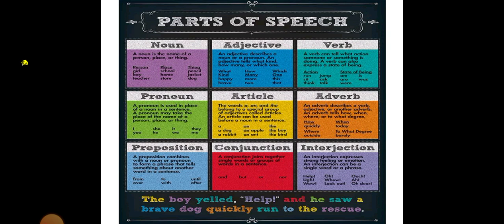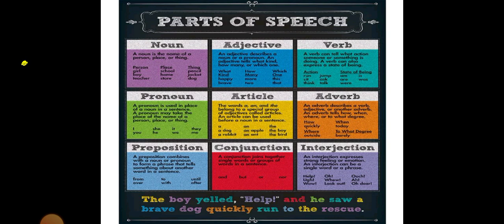Next we can see about preposition. A preposition combines with a noun or a pronoun to form a phrase that tells something about another word in a sentence. It comes before a noun or pronoun, and that is called a preposition. For example, from, over, to, with, until, after, before. These words are called prepositions.